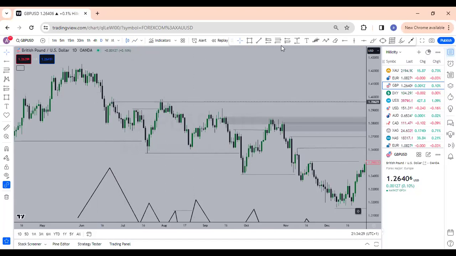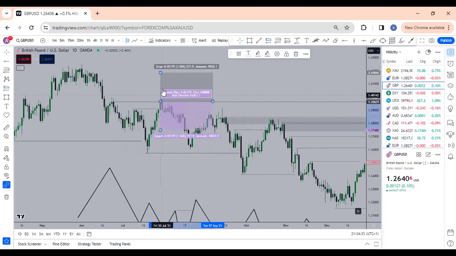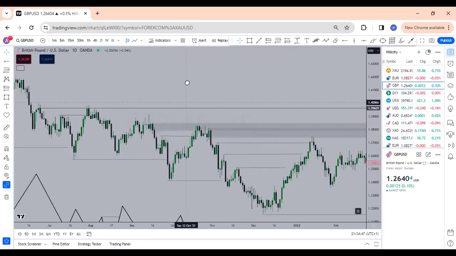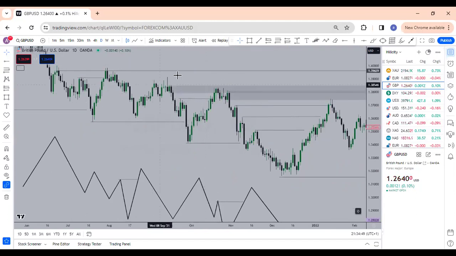You can see if I were to pick this trade, I would have picked it from this very top right here. Stop loss would just be a little bit above here. My take profit would be here. Very clean, right? The same thing with this guy right here. From this point to this point, we have what?